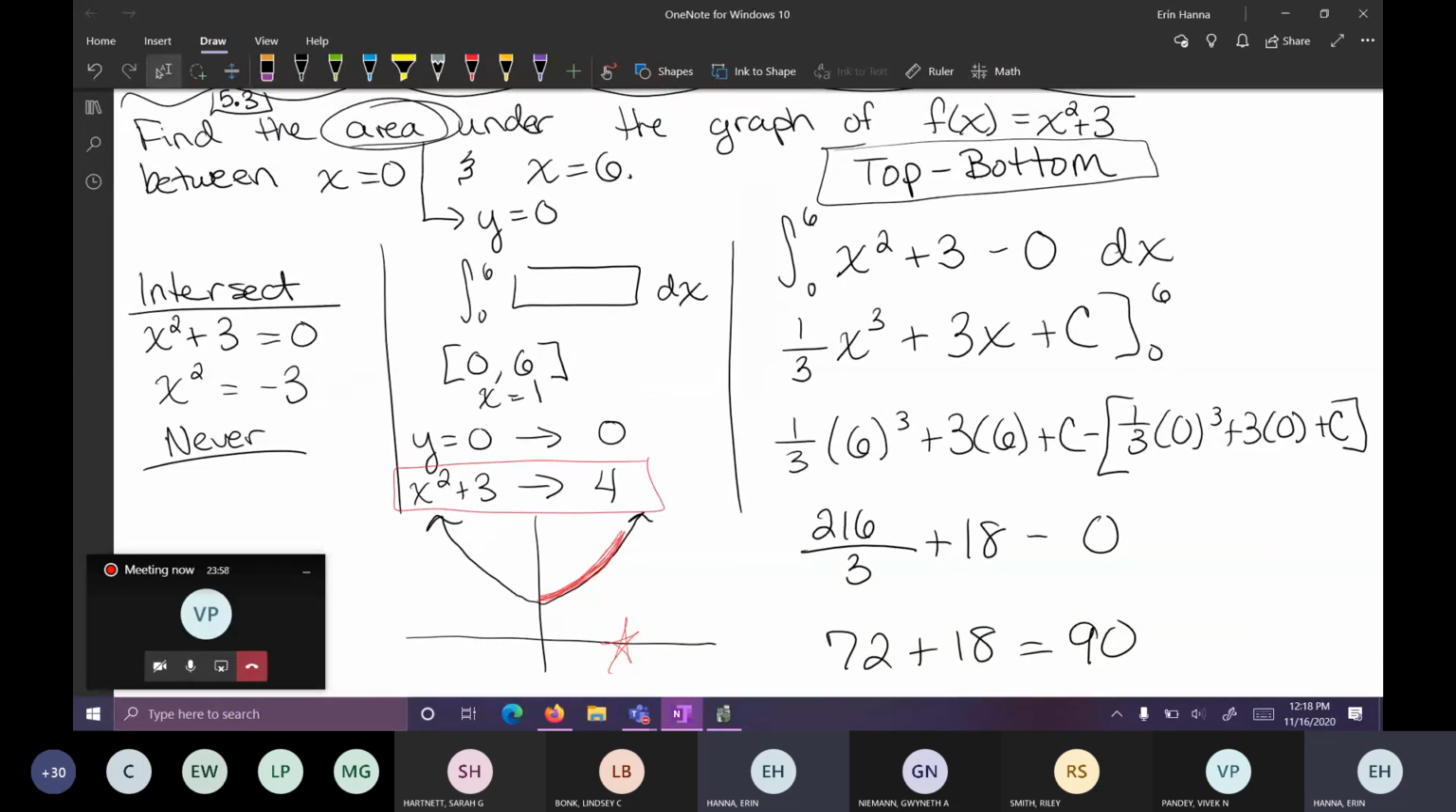So area: find where they intersect. If they don't intersect, cool, then you just don't care. And if they don't intersect, then they must have given you two numbers to go between. And here they did, from 0 to 6. So we needed to figure out which one was on top of the other. Do it either graphically by looking at the graphs, or algebraically by picking a number between the two bounds that you're working with. Plug that number into both equations. Whatever has the larger y value is your top function. Do your integral, top minus bottom.